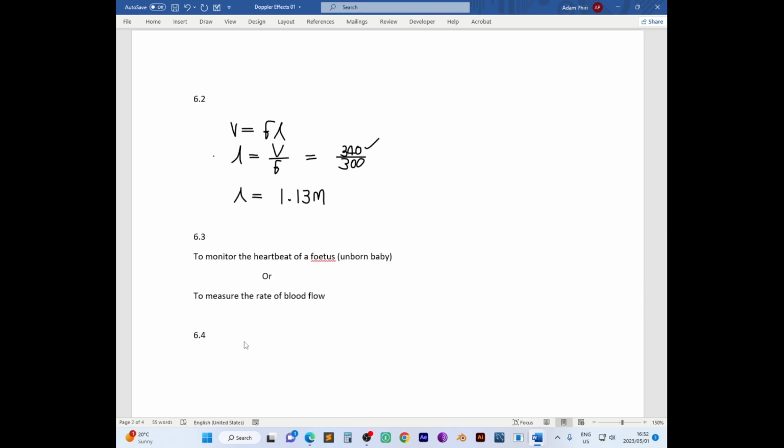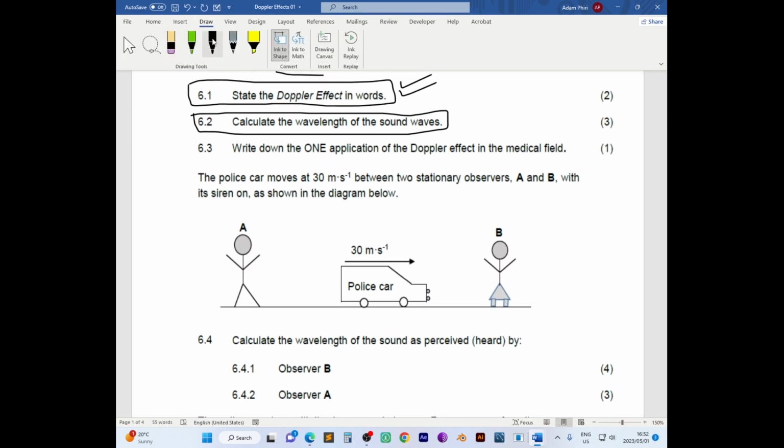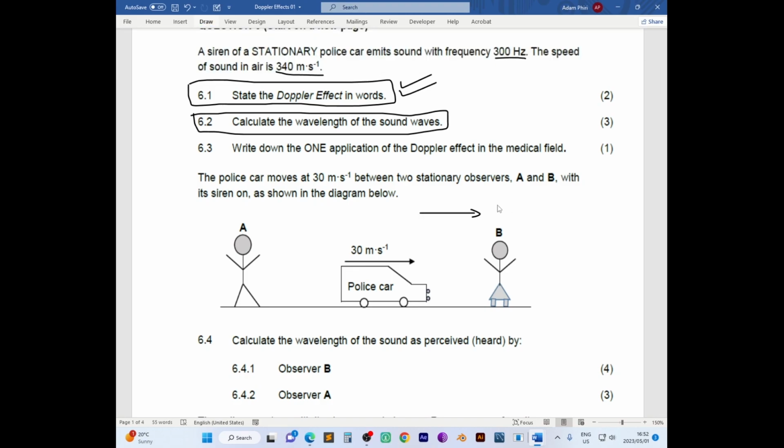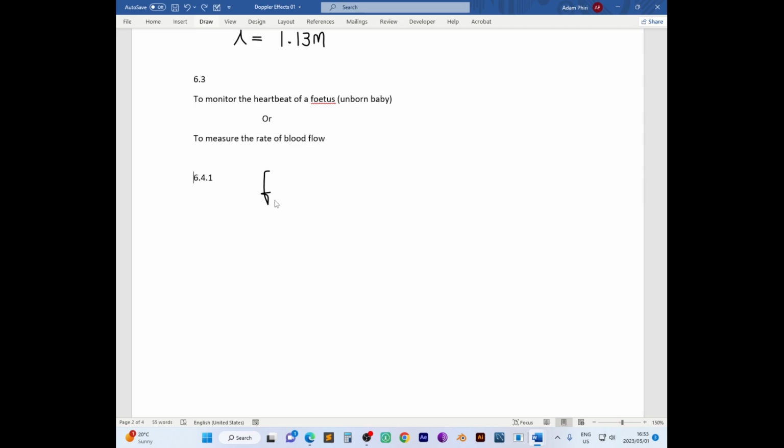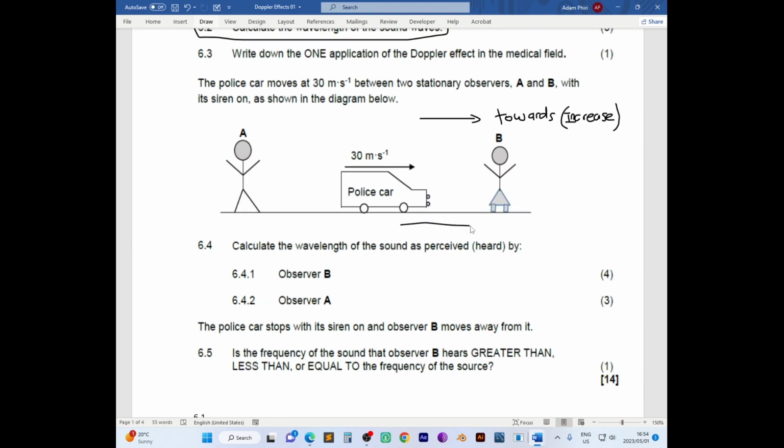And then we have to go to question 6.4.1. So 6.4.1 says calculate the wavelength of the sound as perceived or heard by observer B. So observer B, as the car travels towards the observer, then you expect an increase of the frequency. So we write the equation. Remember to write the basic equation as in the formula sheet, so that you can be allocated the 1 mark. It's the one subject that only gets marks for the equation.